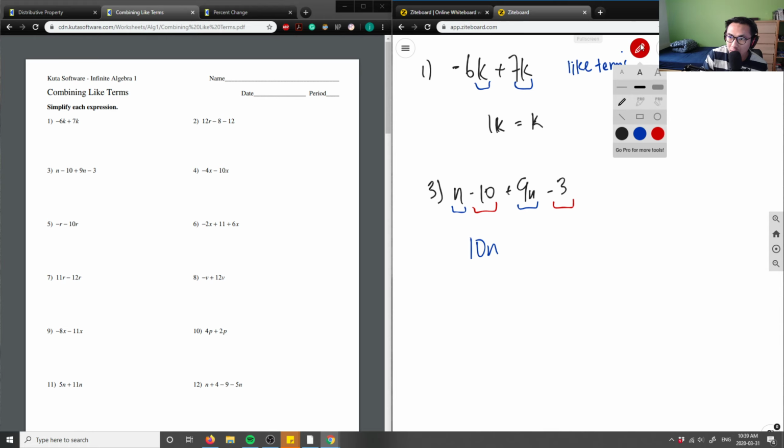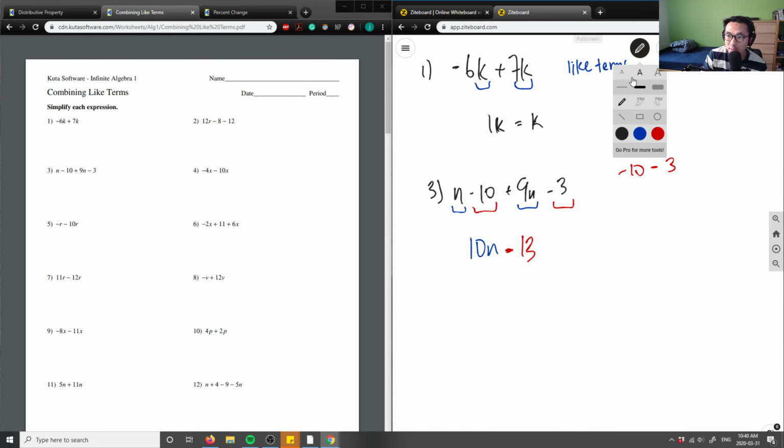And then what about my numbers, my constants? They can also be gathered up in like terms, right? I have negative 10 minus 3. What's negative 10 minus 3? I'll write this sign here: negative 10 minus 3. You could think of them as positive numbers, as I'm adding these two numbers and I'm throwing a negative, right? So negative 10 minus 3 would equal negative 13. So this here will be my answer: 10n minus 13 will be my answer.